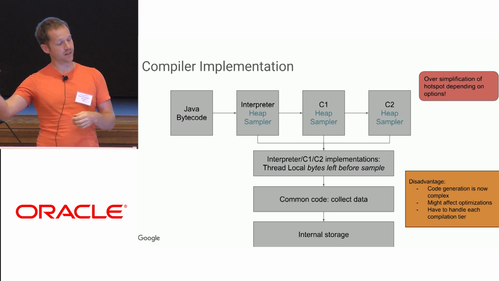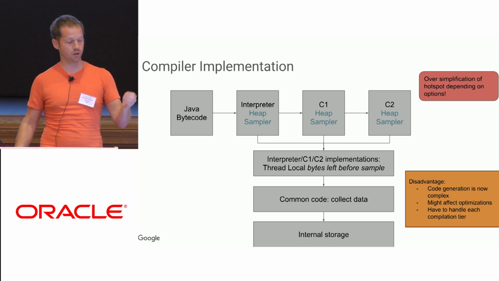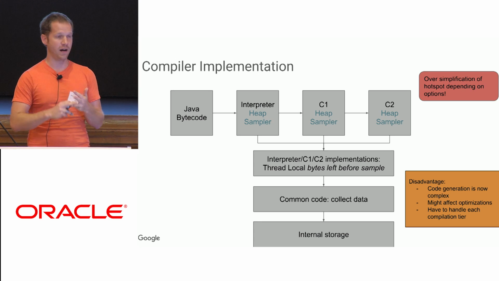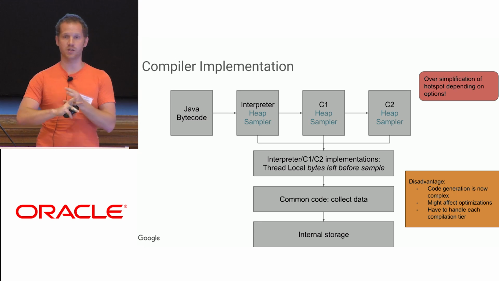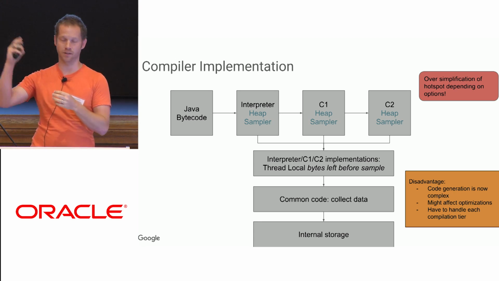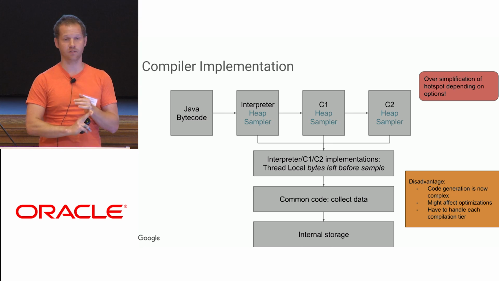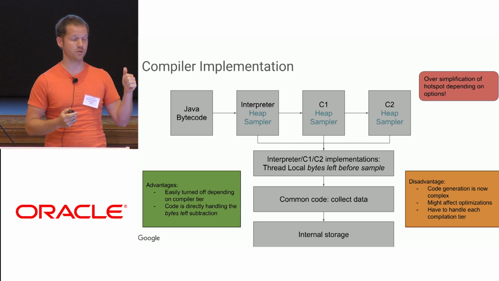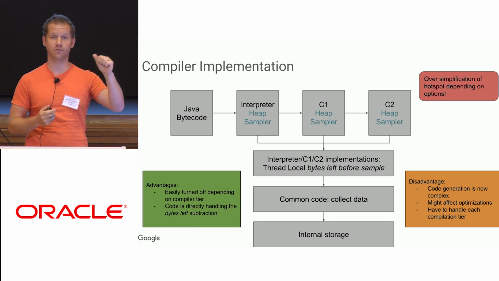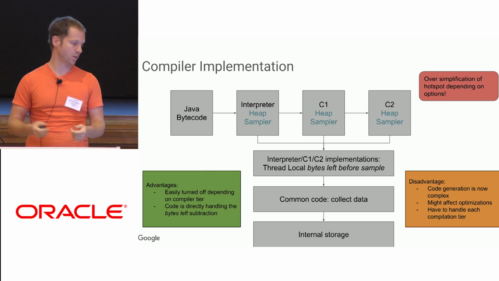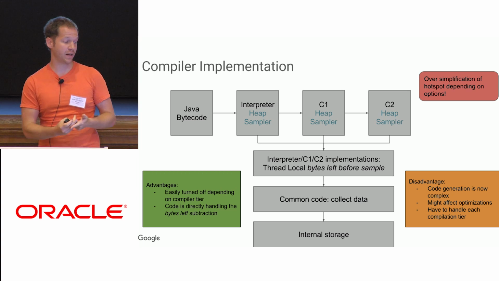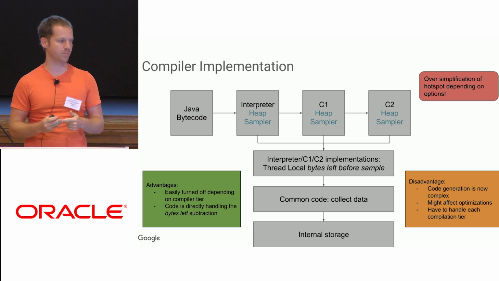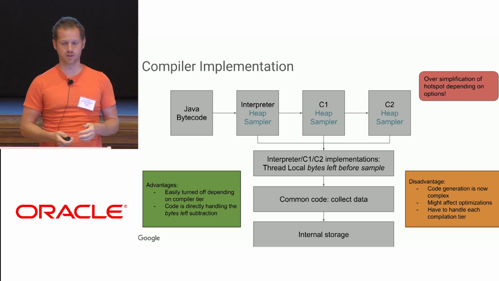The disadvantages, because I like starting with disadvantages: code generation now becomes complex. You have to change the interpreter, C1, C2. You're adding code to code generation, which means you might be changing the way optimizations handle it down the line, and you have to handle each compiler tier. There are advantages, though: you can easily turn off one tier if you want, you don't have to have it on for all. And the code directly handles the bytes-left subtraction. I'll show why in TLAB it's a little bit more tricky.